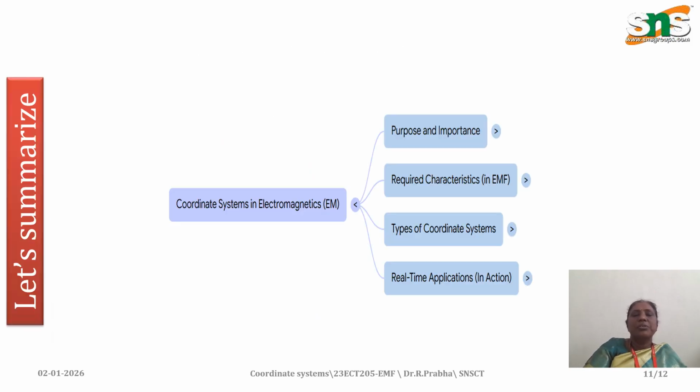So far in this video, we have discussed coordinate systems in electromagnetics and we have seen the purpose and importance of coordinate systems and the required characteristics in EMF. We have also discussed the three different types of coordinate systems, like Cartesian, cylindrical and spherical coordinate systems, and also discussed the real-time applications of all these coordinate systems.